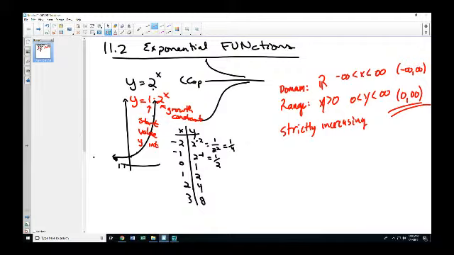Again, horizontal asymptote, we already mentioned this. y equals 0. Is there a maximum or minimum? Does this ever have a maximum? No, it keeps going forever, right? Does it ever have a minimum? I heard yes and no.